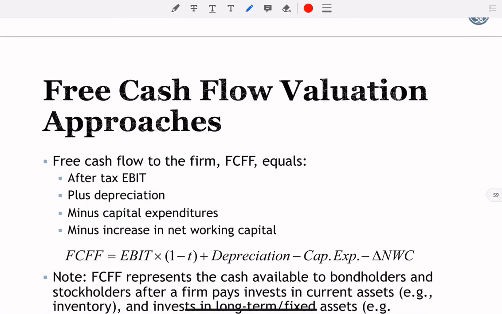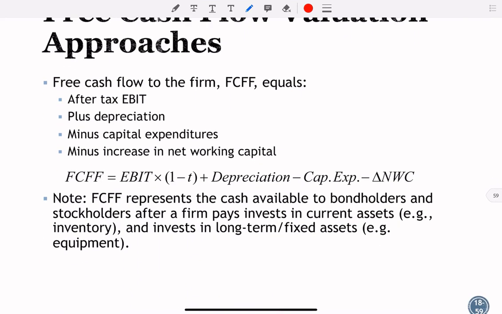The first approach is, let me repeat, you will start with the free cash flow to the firm, and then you will discount the free cash flow to the firm by the weighted average cost of capital. And this will give you the value of the firm. And after getting the value of the firm, you will subtract the value of the firm's debt. So this will give you the value of the firm's equity, right?